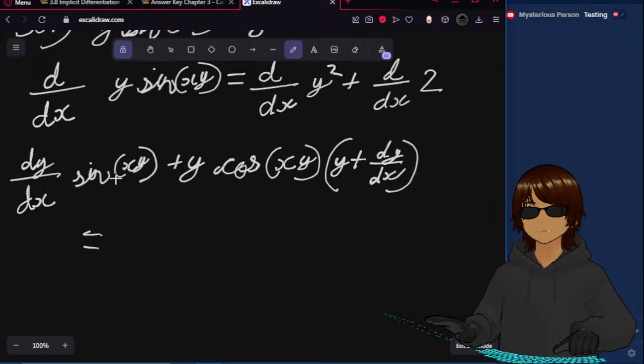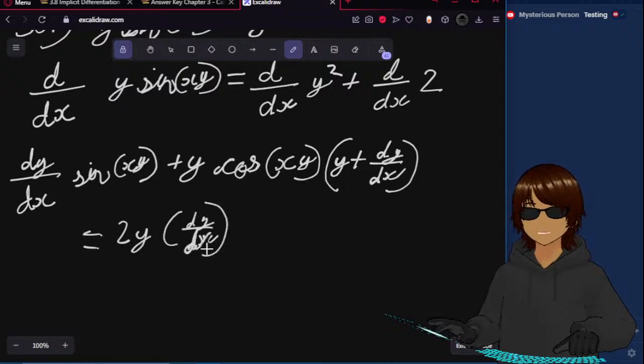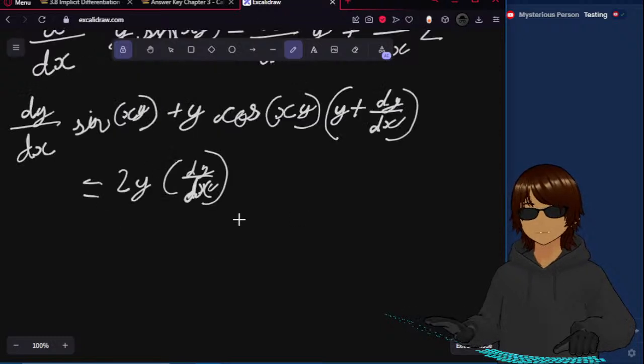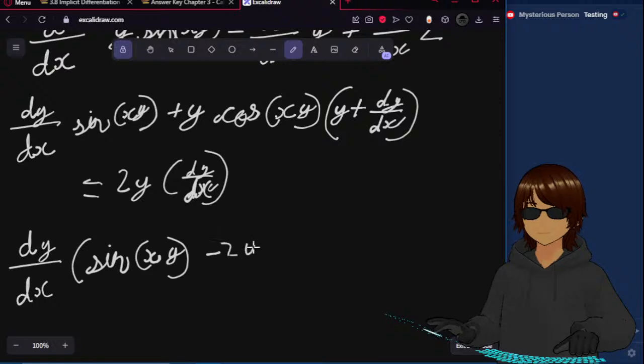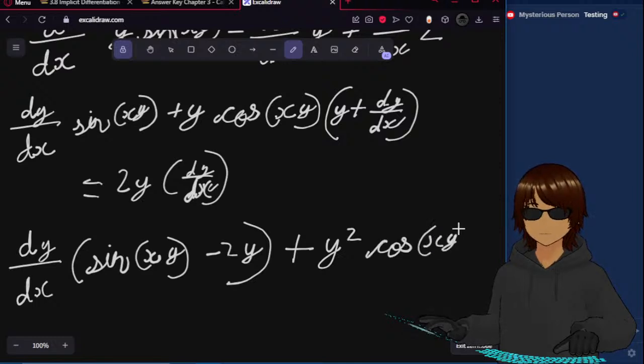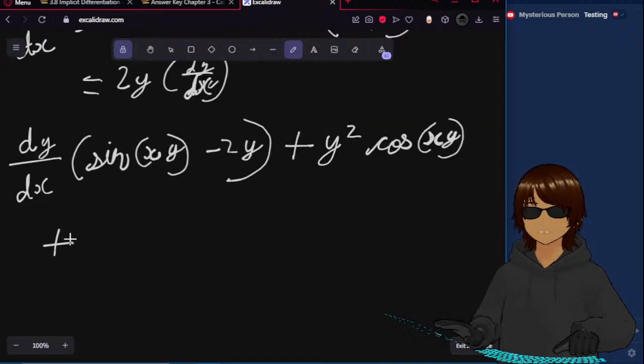This is equal to 2y times the derivative of y with respect to x. Why is it so laggy? Then plus 0. Okay. So dy by dx, sine xy. I'll bring this to the other side. Plus it with y square.